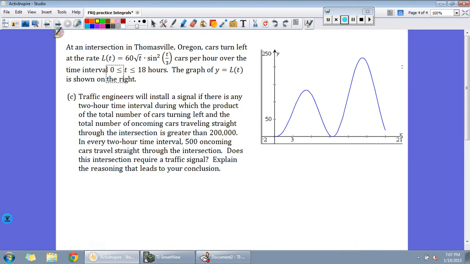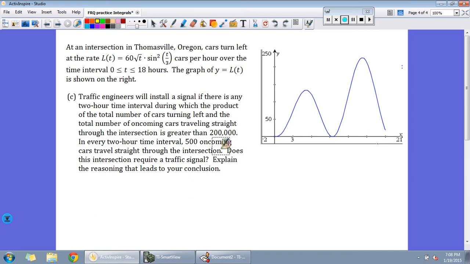For part C, we have 4 points left, and they're all going to be used up here. Traffic engineers will install a traffic signal if there is any 2-hour time interval during which the product of the total number of cars turning left and the total number of oncoming cars traveling straight through the intersection is greater than 200,000. In every 2-hour time interval, 500 oncoming cars travel straight through the intersection. Does this intersection require a traffic signal? Explain the reasoning that leads to your conclusion.